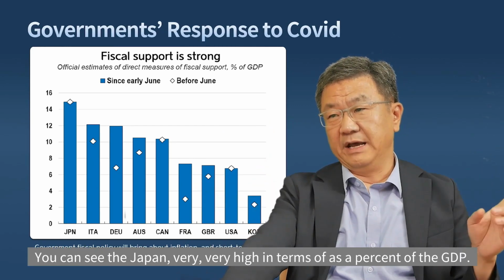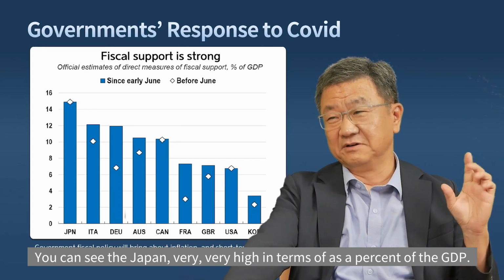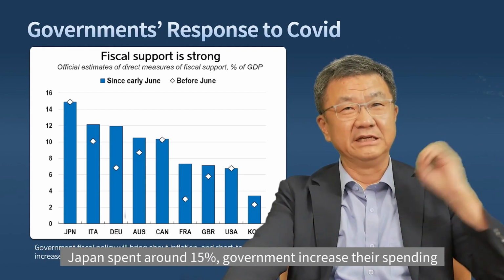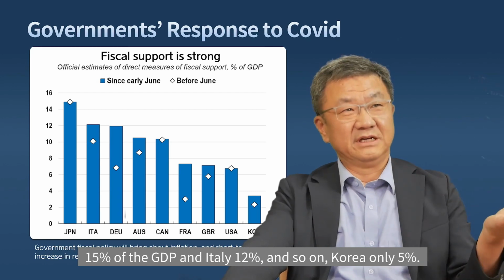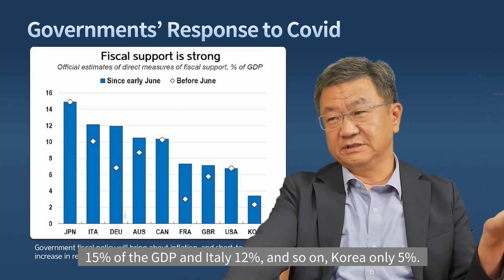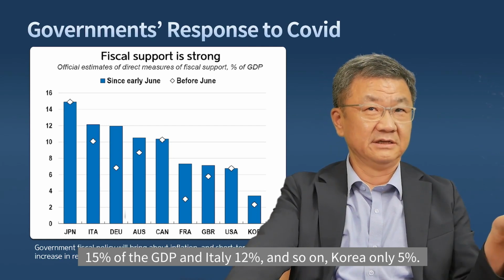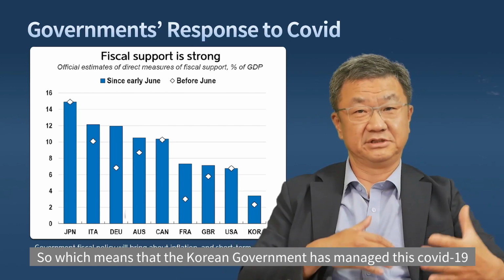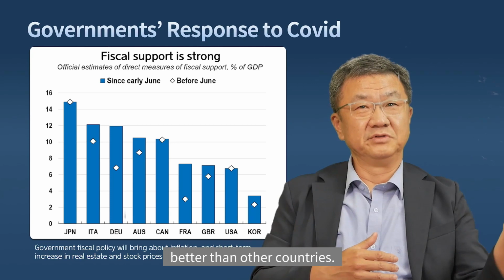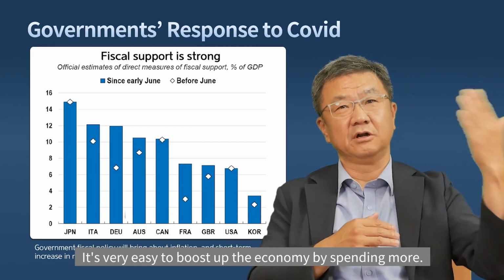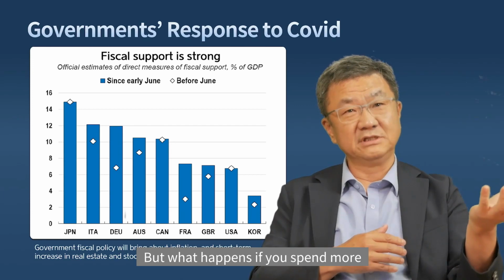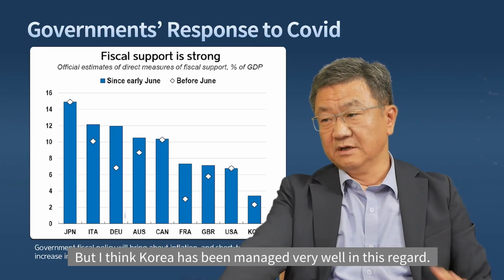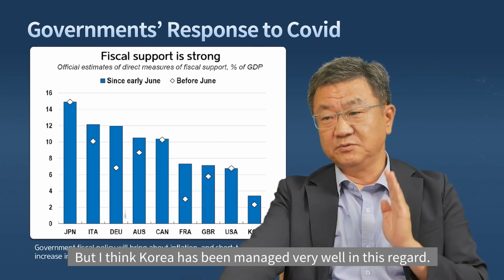So you can see that Japan has been very, very high in terms of percent of the GDP. Japan spent around 15%. Government increased their spending 15% of the GDP, and Italy 12% and so on, but Korea only 5%. Which means that the Korean government has managed this COVID better than other countries, right? It's very easy to boost up the economy by spending more, but what happens if you spend more? You have to tax people more in the future. But I think Korea has been managed very well in this regard.